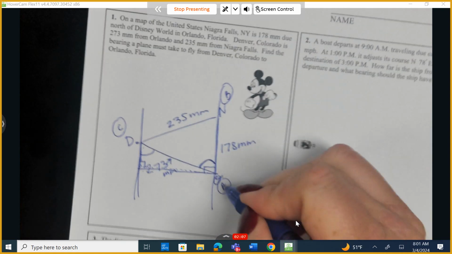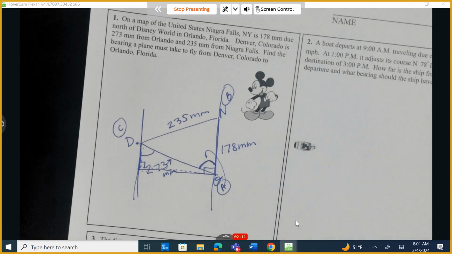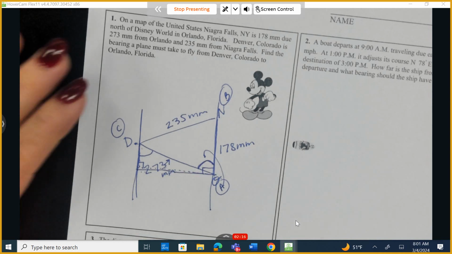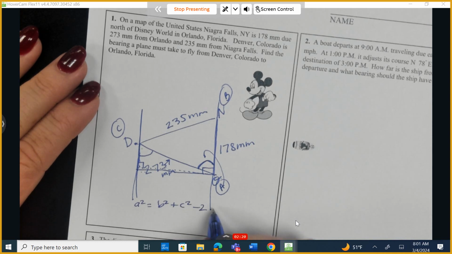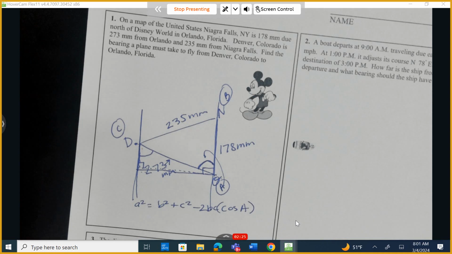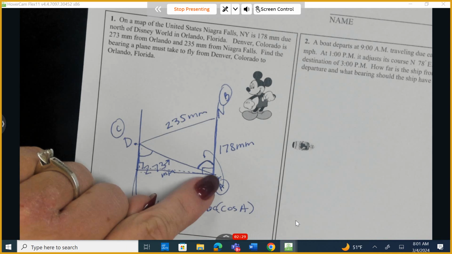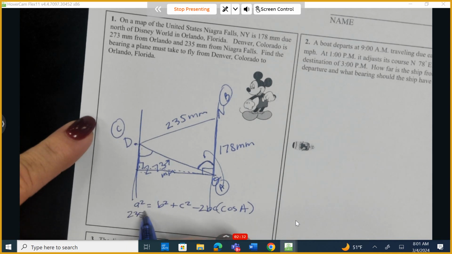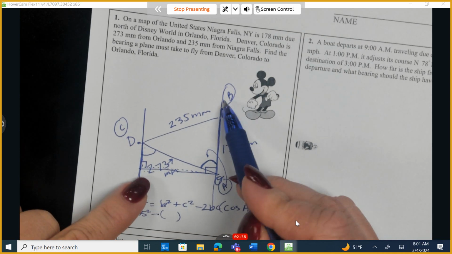What is angle A? I look on the board and see the three different formulas, and I want to use the formula that has the cosine of capital A, because that represents that angle. So A squared equals B squared plus C squared minus 2BC times the cosine of angle A. Side A is 235. Now I'm going to move this over by subtracting. What is side B? Here's my B.